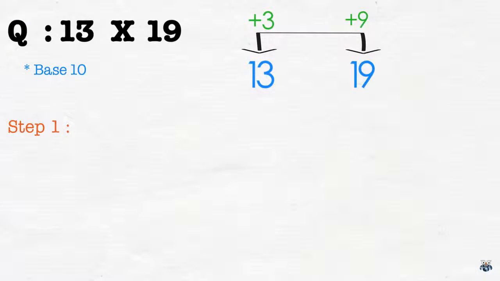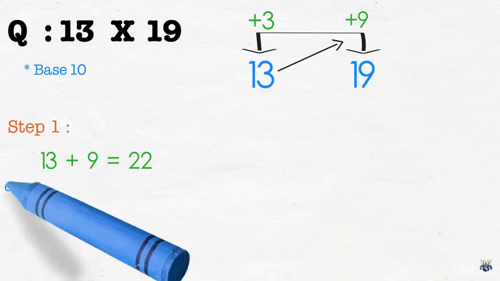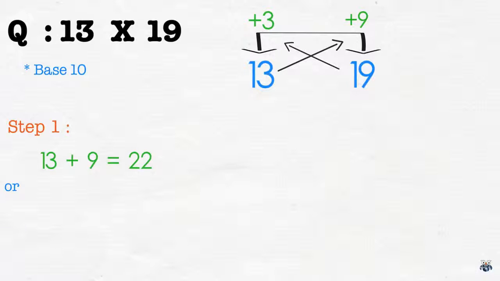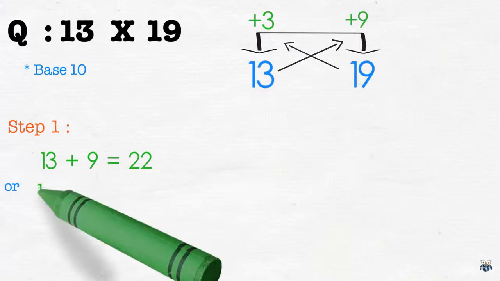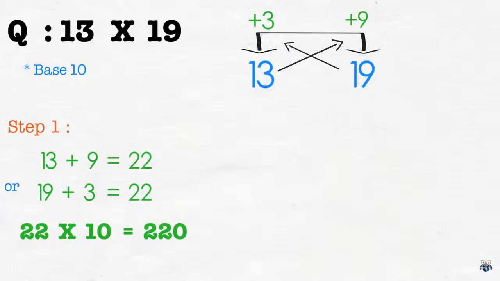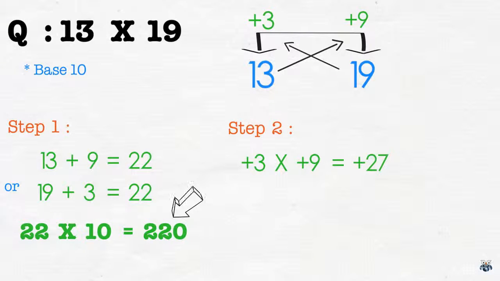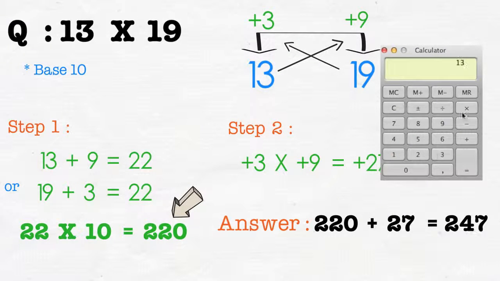Now we add the first number and second difference number. That is 13 plus 9. But I could also add 19 plus 3, which I feel is quicker to do. 19 plus 3 is 22. Multiplying this with our base, we get 220. And we then multiply the difference numbers. 3 times 9 is 27. And adding both results, we get 247, our final answer. Okay, this is the correct answer.